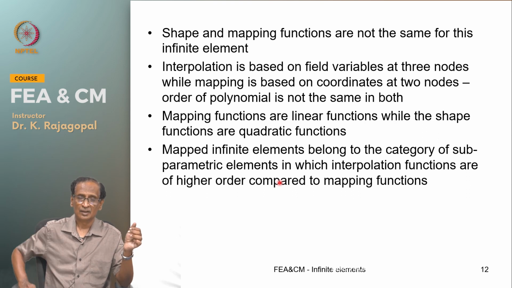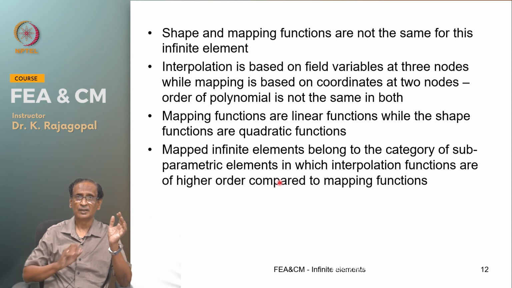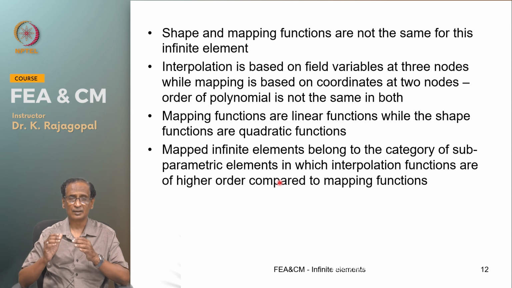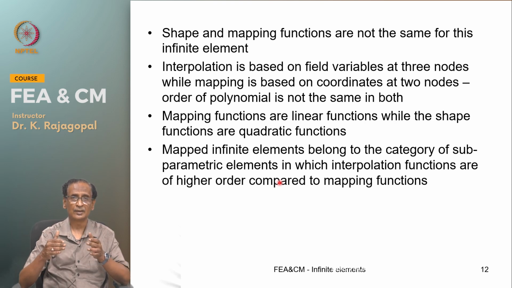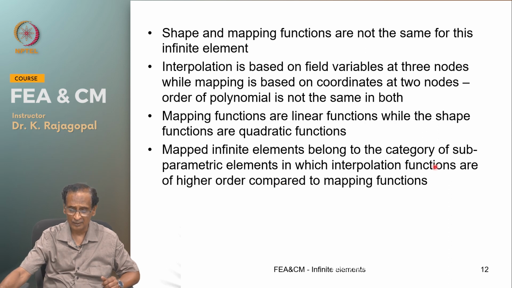In the first class on the isoparametric elements, we had seen 3 types of elements: isoparametric, in which both the mapping and shape functions are exactly the same; then superparametric, where the mapping functions are of higher order compared to the shape functions; and then subparametric, where our shape functions are of higher order compared to the mapping functions. So, our infinite elements belong to this subparametric category.